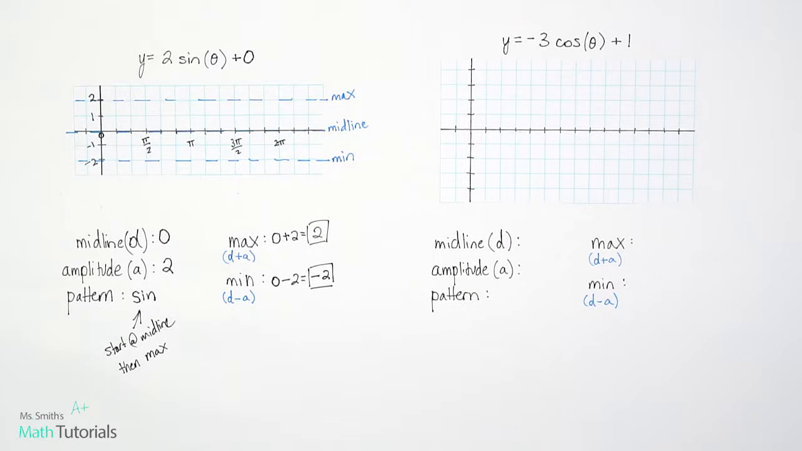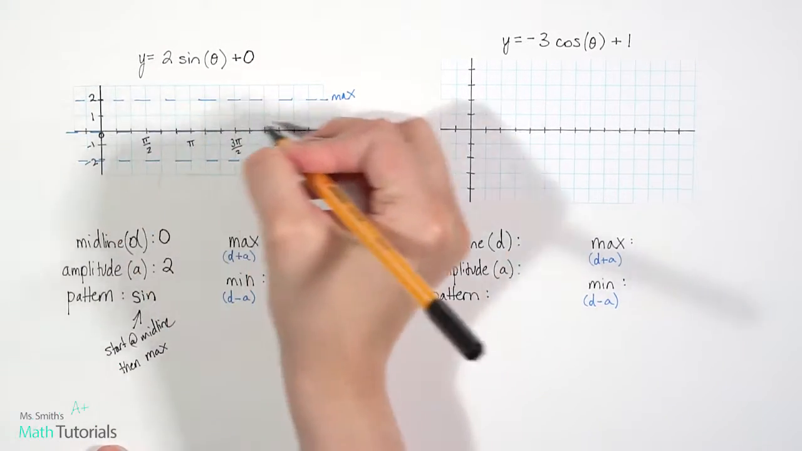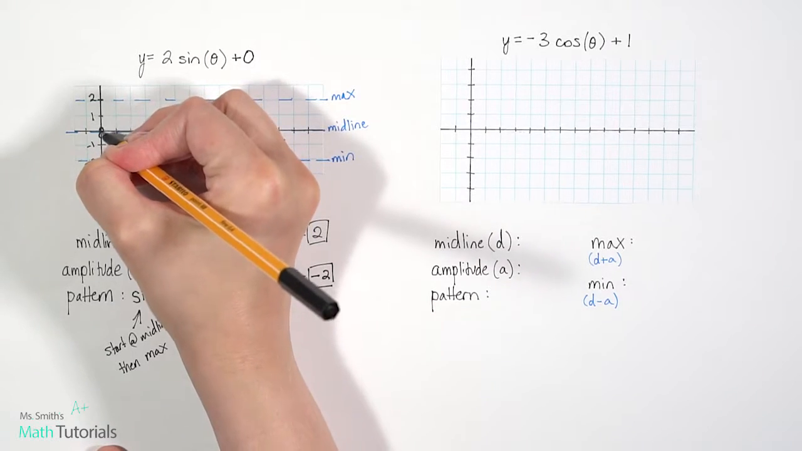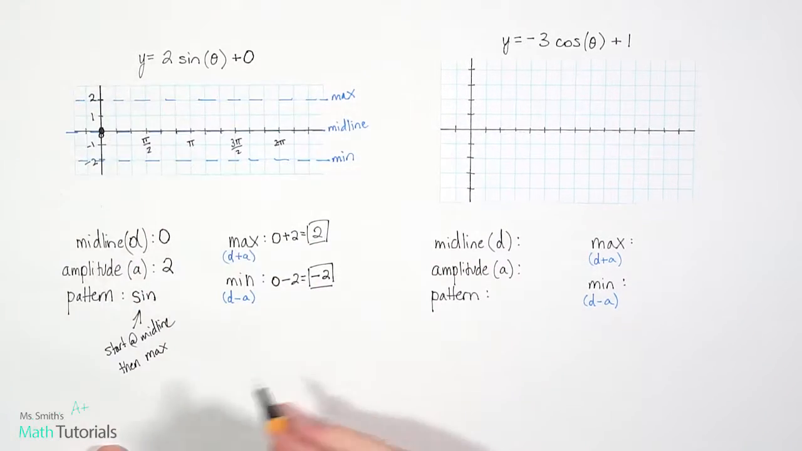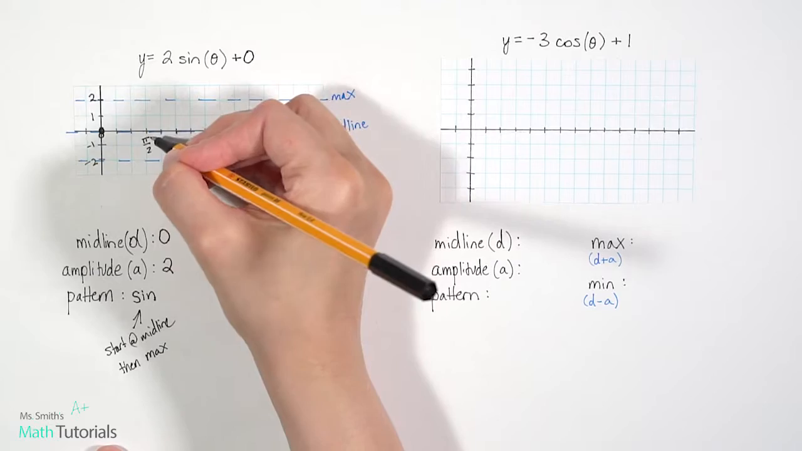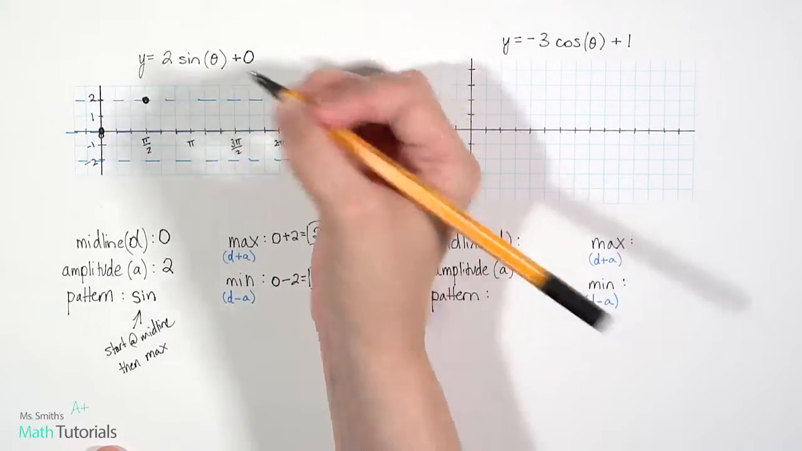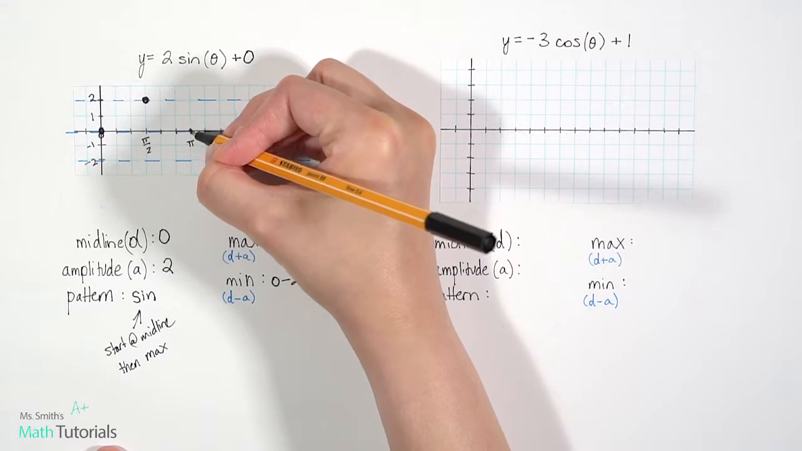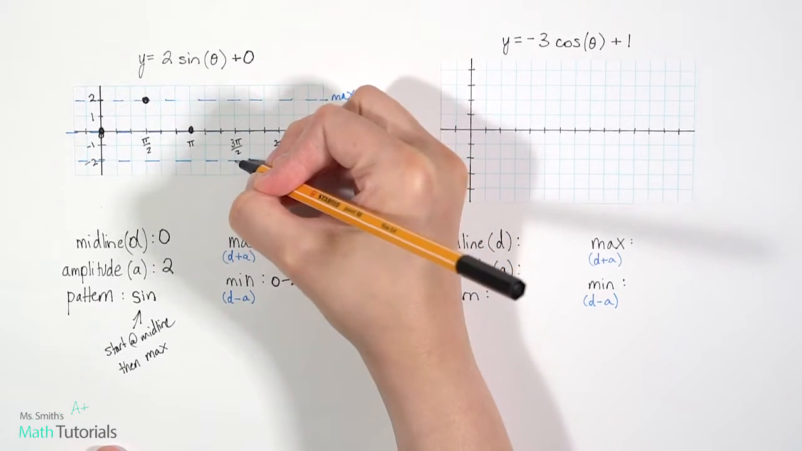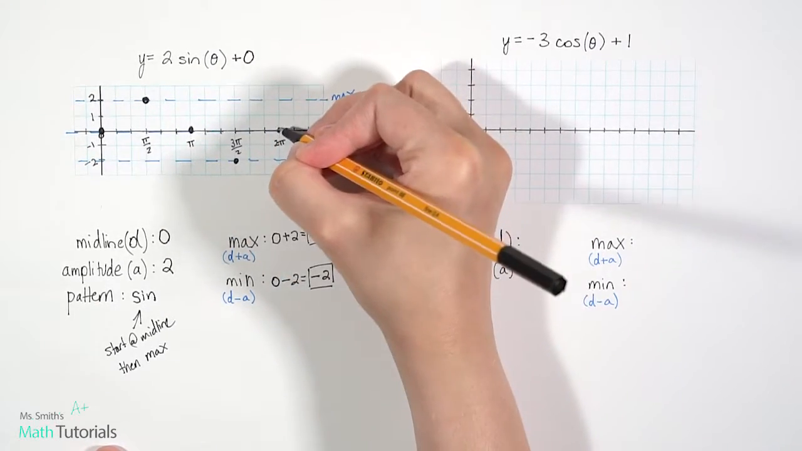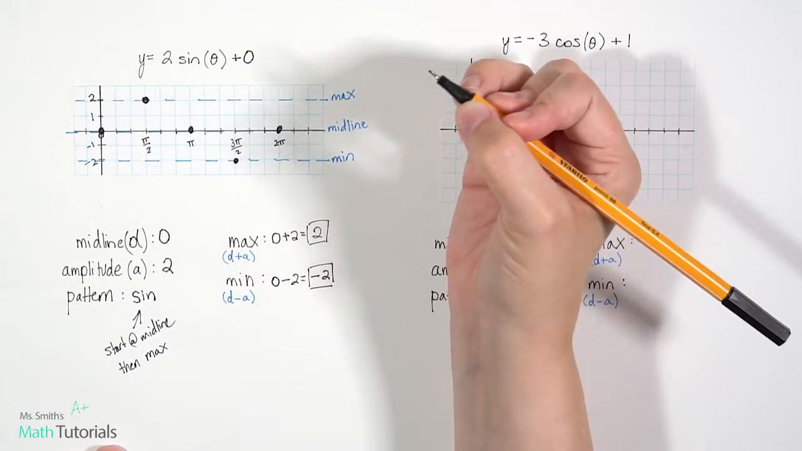Okay, now we're ready to actually graph the pattern. So remember, positive sine, we're going to start at the midline, so right here in this blue midline. Going to plot our first point, and then we go to max. So for my pi over 2, now I'm going to be up here at the max. Now from here, I just follow the wave pattern. So that would be to mid, to min, and to mid. And then you want to connect the dots.